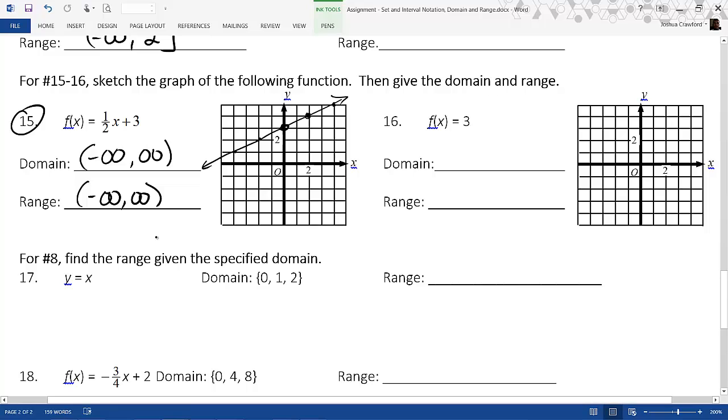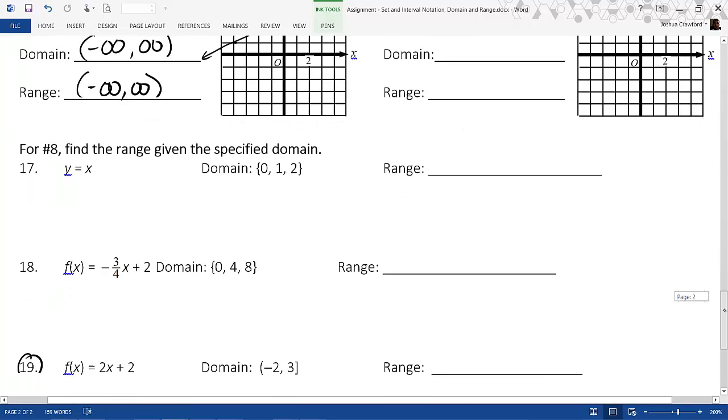Now, for number 16, we're not going to go over it, I'm just going to help you out. From your notes, what parent function is this? F of x equals 3. Okay, it's just a number. It's just a constant number, all right? From your notes, look it up, and you'll be able to get your domain and your range.